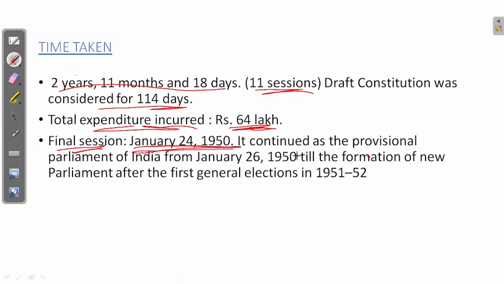Though it was the final session, it still continued as the provisional parliament of India from Jan 26th, 1950 to the first general elections. Though we got independence in 1947, the first session of parliament took place in 1951 after the general elections. Till that time the Constituent Assembly continued.